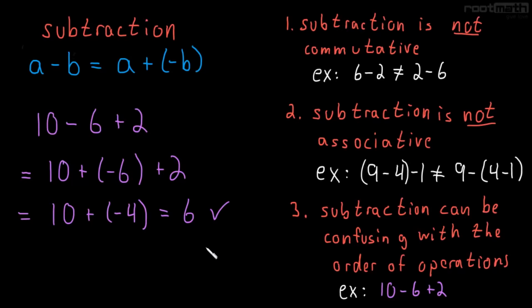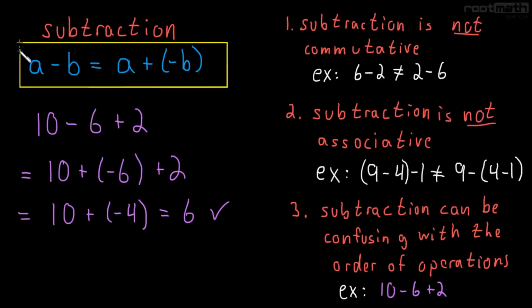Okay, so the important thing to take away from this video is that subtraction is not commutative and it's not associative, but we can think of subtraction as addition of a negative number, and then we get all those nice properties back.